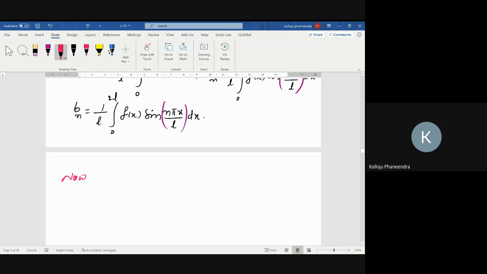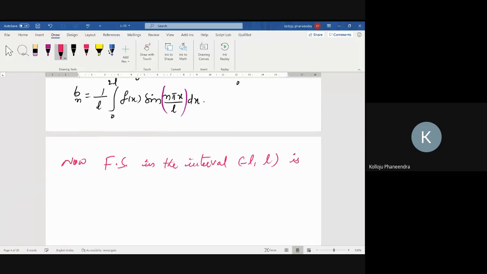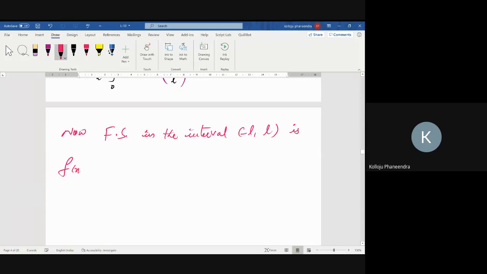Fourier series in the interval. What is another one? In the interval of length 2L, minus L to L, it is the same formula, no change.